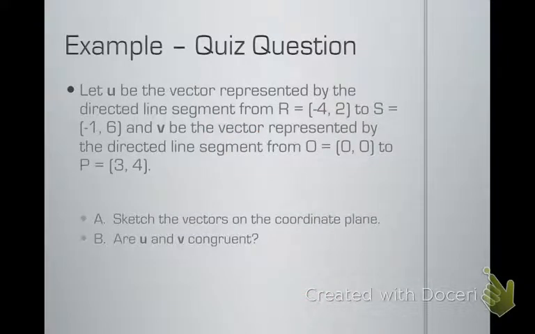I'll have you answer this question on your own. We're going to have u as a vector that starts at R and ends at S, and v starts at 0, 0 and ends at 3, 4. You can do this in your notes. You're going to sketch the vector on the coordinate plane. What I want to know, what you'll answer, is, are they congruent?